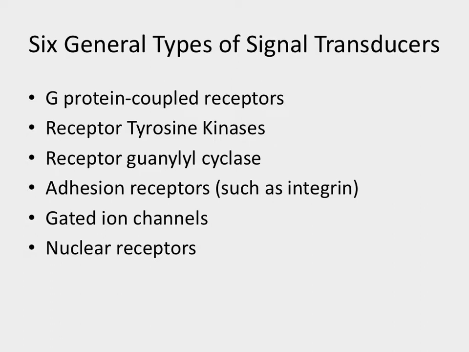Now, those last two we don't cover in as much detail for a couple of reasons. One, gated ion channels we actually covered a little bit last semester. You also cover them usually ad nauseum in A&P classes. And nuclear receptors because there's just not as much information. Okay. Not as fun.